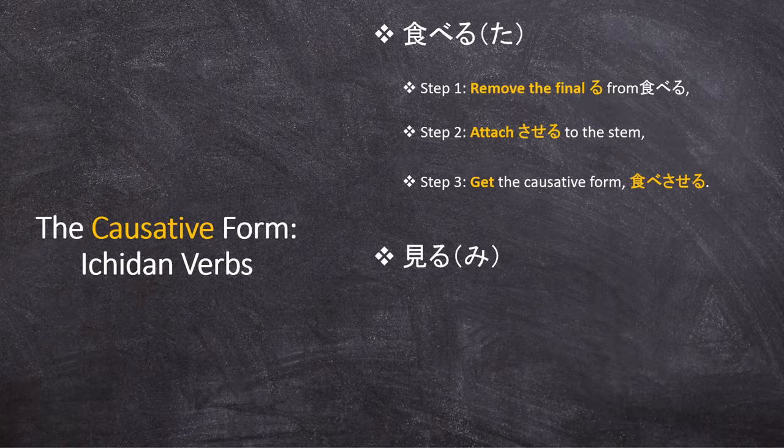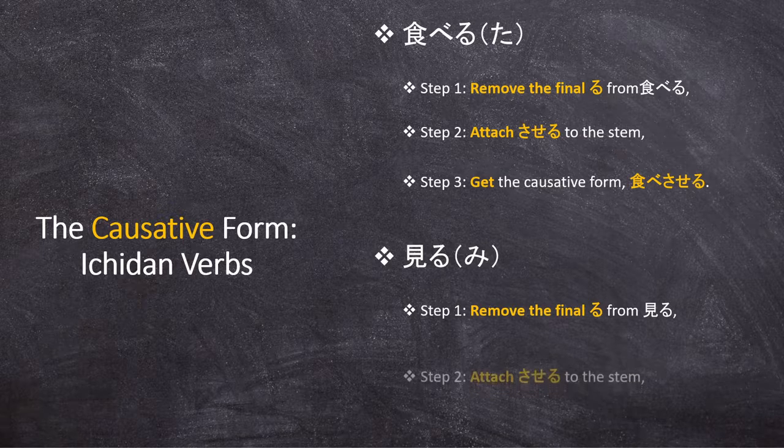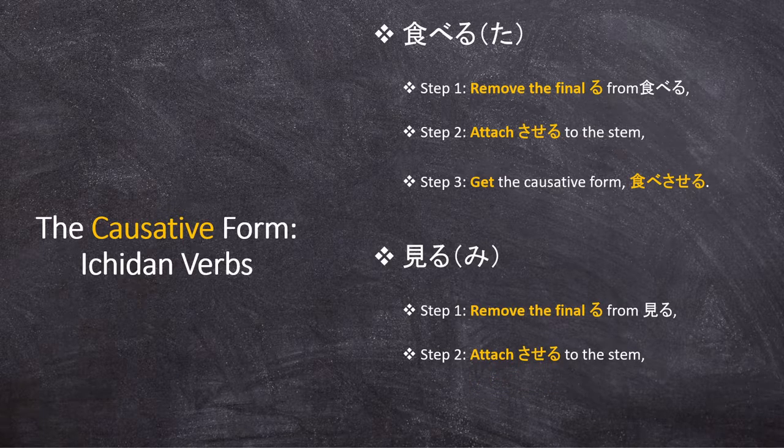Let's analyze this entire formation process once again, but this time with the verb miru, meaning to see. So we are repeating the first step, and this means that we are removing the final ru from miru and getting mi in this way. After that, we need to attach saseru to the stem, and only then can we say that we have the causative form of this verb, and that is misaseru. As you can see here, it's really simple when it comes to the causative form of Ichidan verbs. You only need to remove the final ru and attach saseru to the stem that you have gotten in this way.